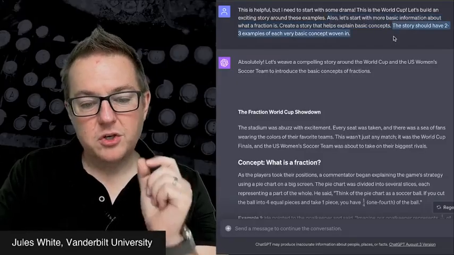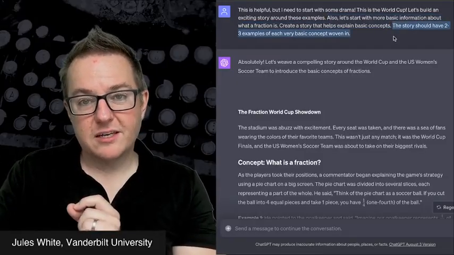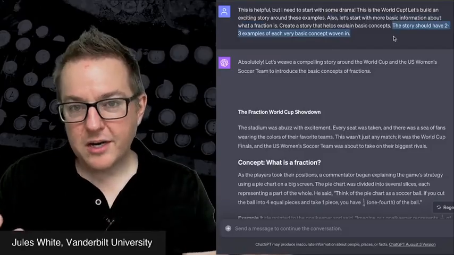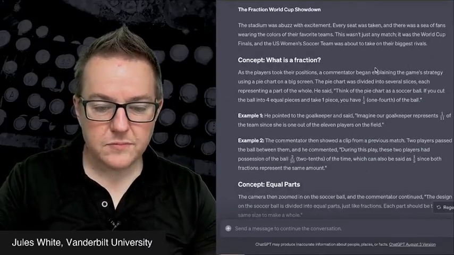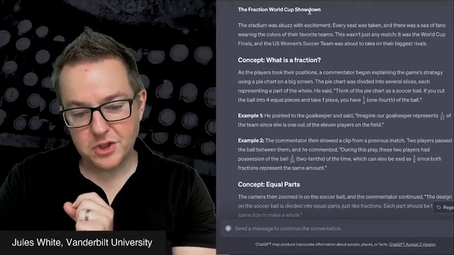The story should have 2 to 3 examples of each very basic concept woven in. And so I'm going and I'm refining what it's doing. It's a good starting point, but I'm going to continue manipulating. Now we've got the Fraction World Cup Showdown.